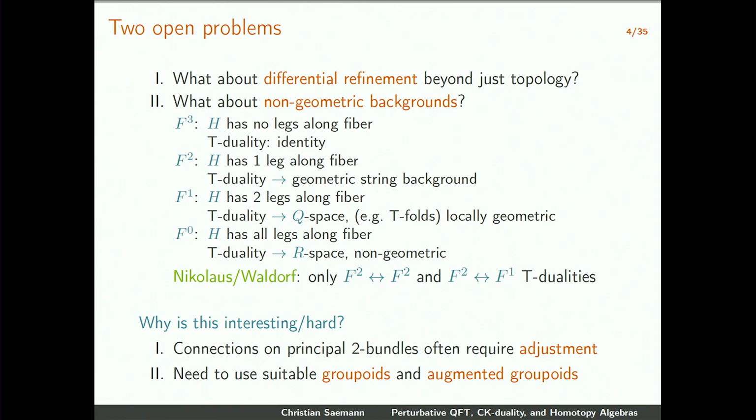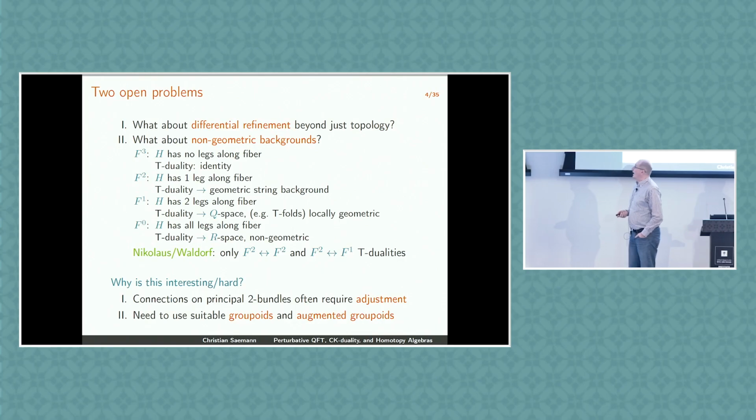So in their work, Nikolaus and Waldorf deal with T-dualities between F2 and F1 backgrounds. So they do get topologically the T-folds, at least in these correspondences. And so the question is, can we go a little bit beyond? Can we at least have a proposal for a description of T-duality between arbitrary non-geometric backgrounds, right?